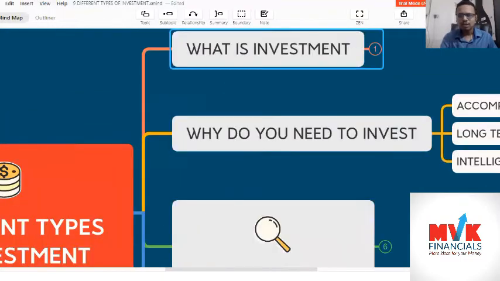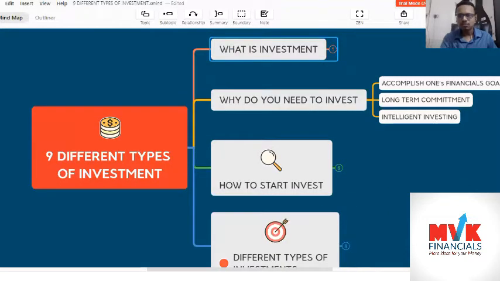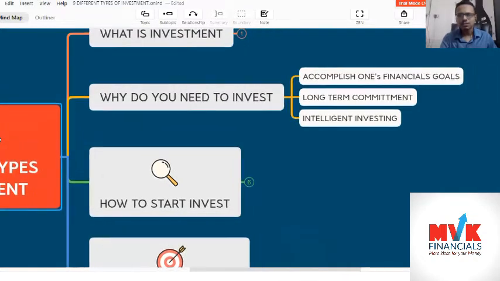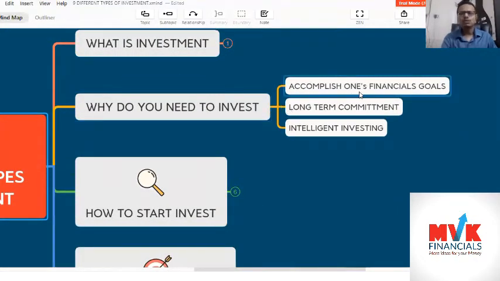Let me enlarge it so you can see. Why is it important? The very first thing is that you need to accomplish your financial goals. Financial goals are very important because unless you have a financial goal, you will never know the real meaning of investment. What I mean by financial goals is that you need to understand your child's education goal, your daughter's or son's marriage goal, your financial freedom goal, when you want to achieve it, and your passive income goal. A lot of goals are there when it comes to finance.